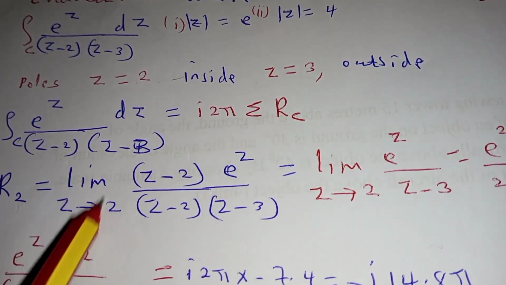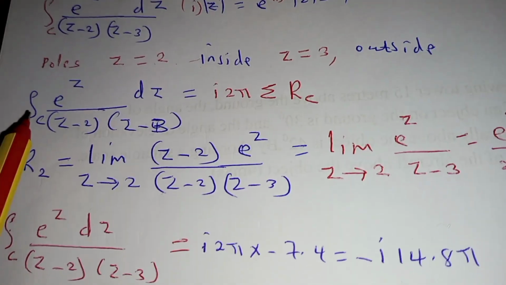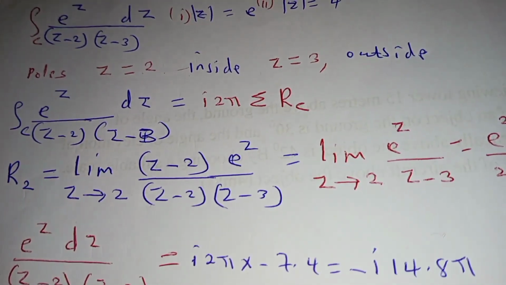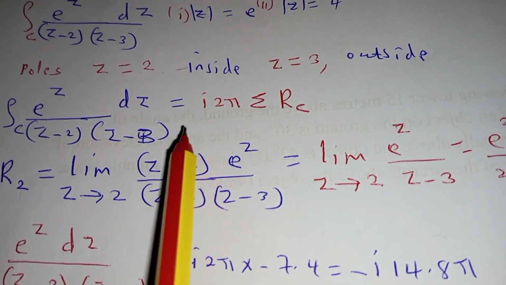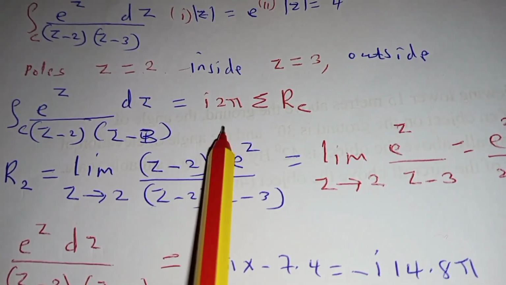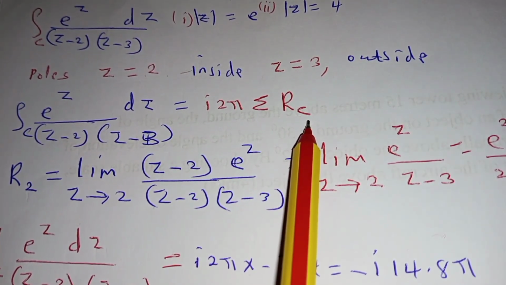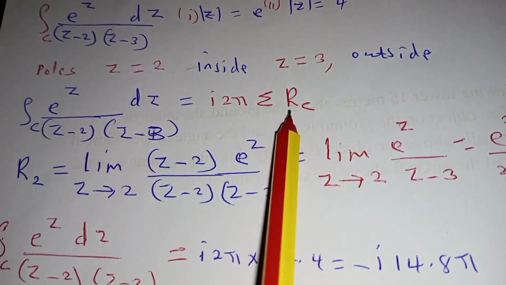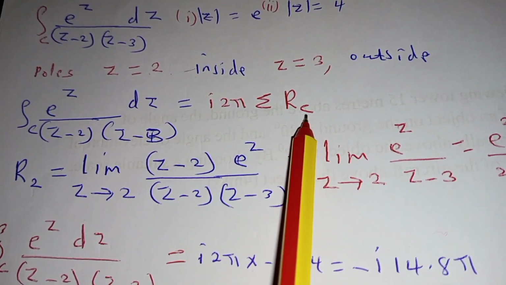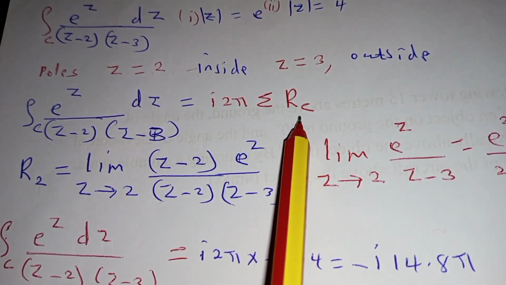So the first thing, we are going to apply what is called the Cauchy integral formula, which is given by I 2 pi sum of the residues along the contour by Cauchy integral. So the sum of the residues along the contour.